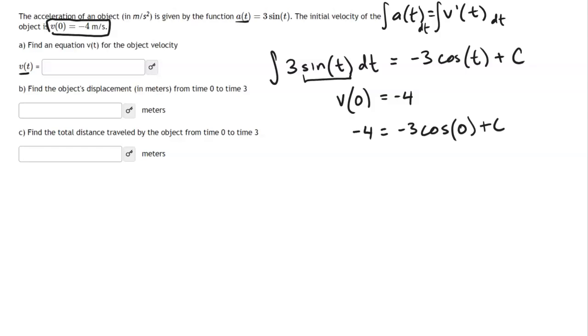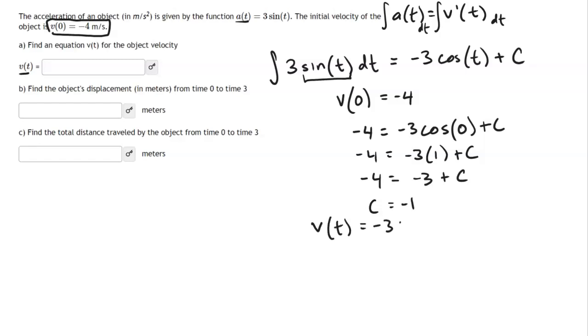The first thing we know is that cosine of 0 must be 1. So -4 is equal to -3 times 1 plus c, or just -4 is equal to -3 plus c. And if we solve for c by adding 3 to both sides, we get c is equal to -1. So our particular solution would be v(t) = -3 cos(t) - 1.